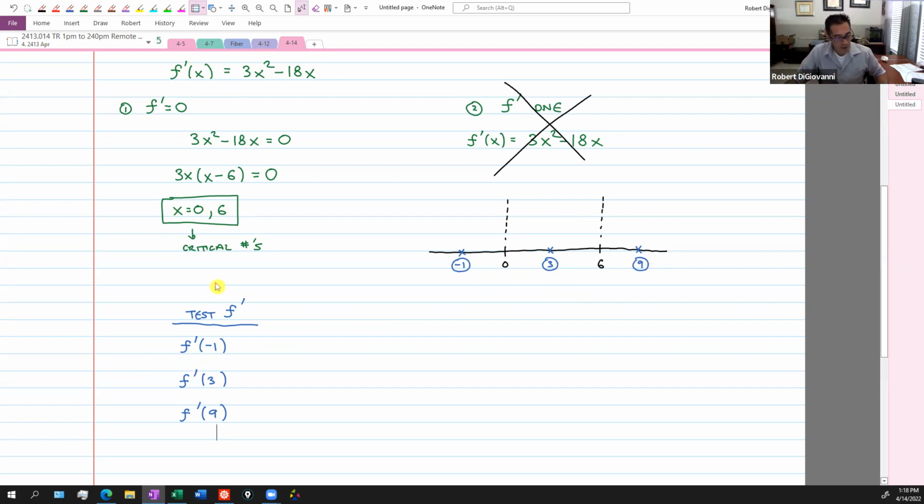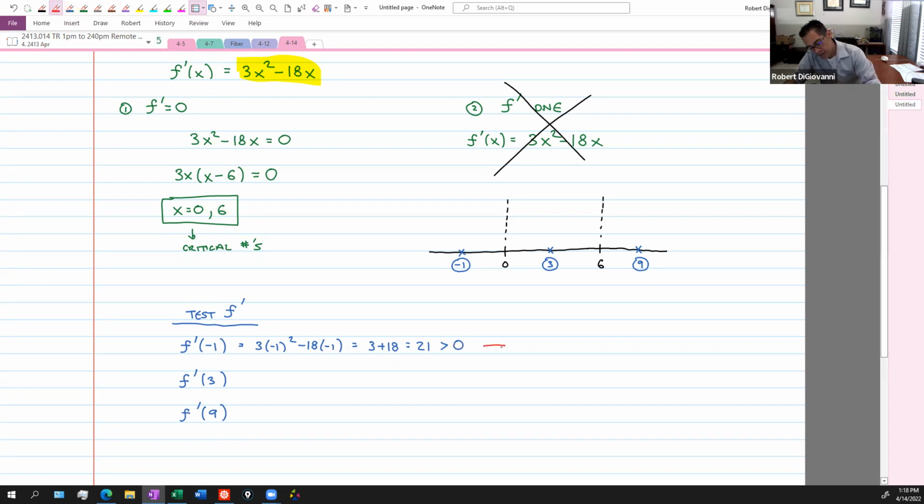So let's do this. My derivative is right here in yellow. I'm going to plug -1 into that. When I do that, I get 3 times (-1) squared minus 18 times -1, which will be equal to 3 plus 18, which is 21. But all I care about is that this is bigger than 0.